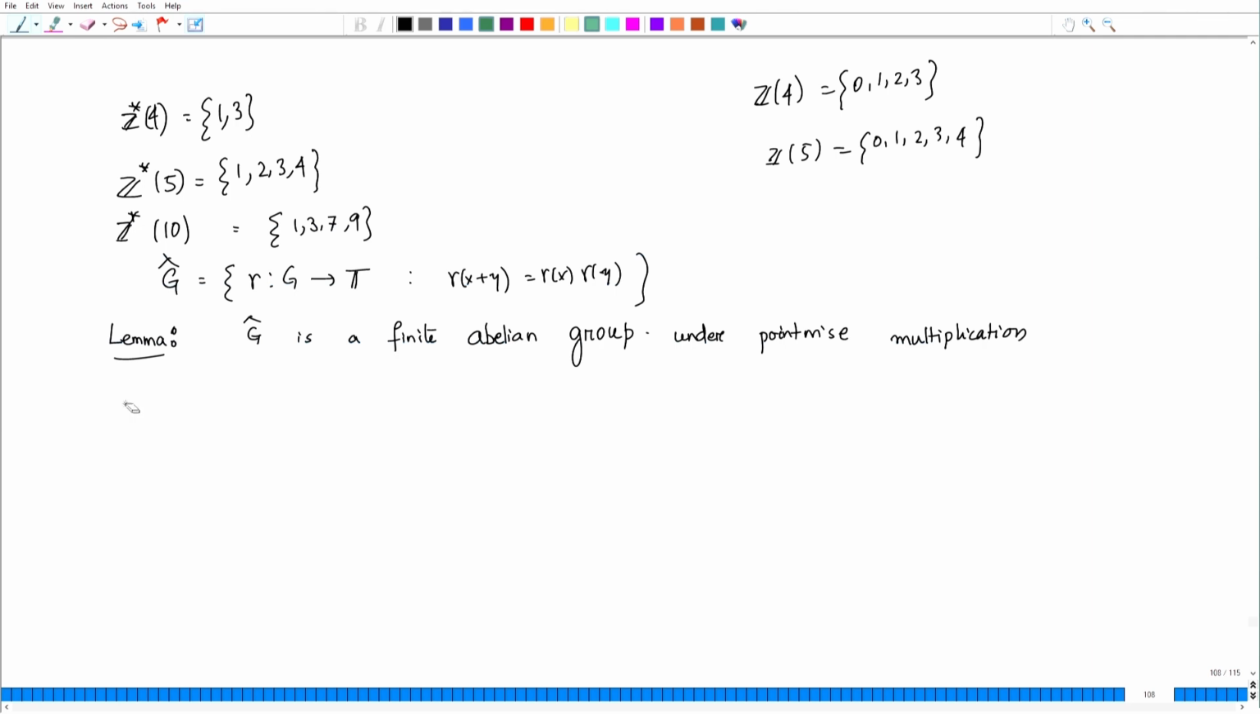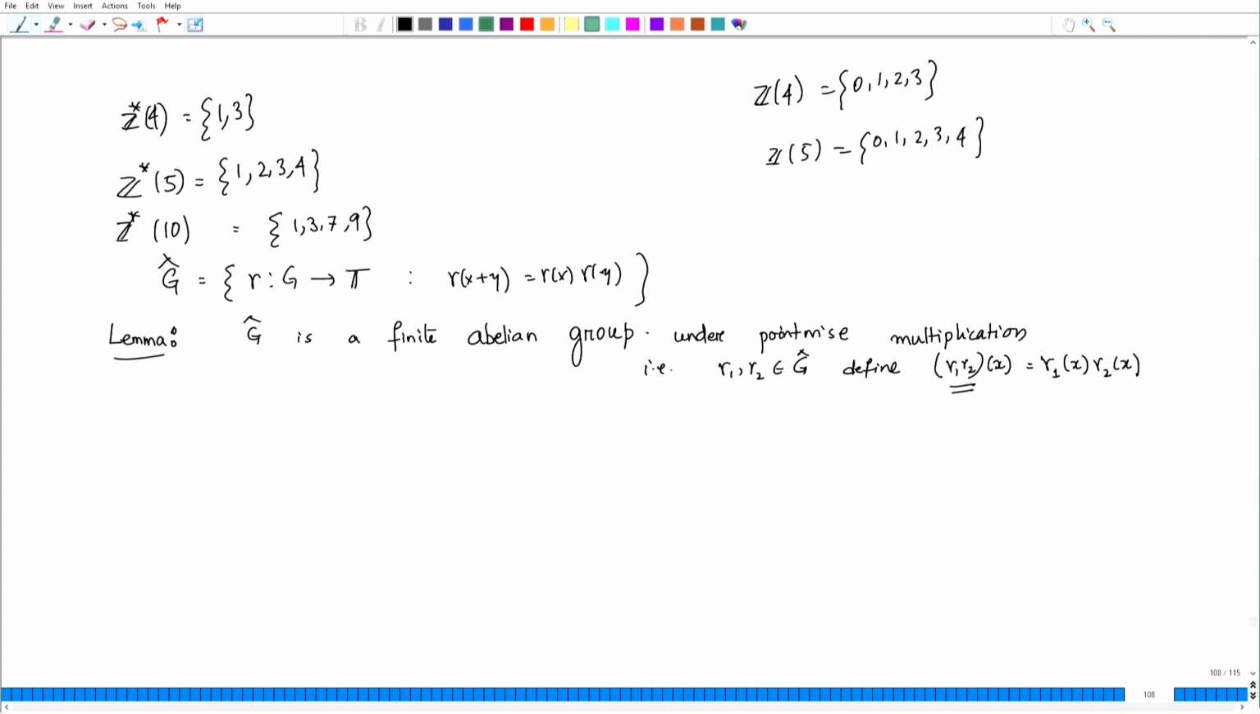That is, if gamma 1 and gamma 2 belong to G hat, then we define gamma 1 gamma 2, acting on G, by definition as gamma 1 of x times gamma 2 of x. Then certainly, if gamma 1 and gamma 2 belong to G hat, then gamma 1 gamma 2 is a map from G to C.